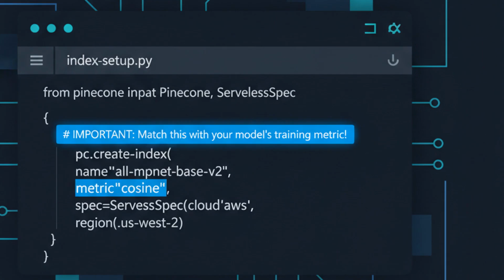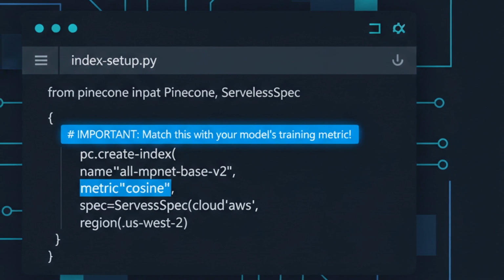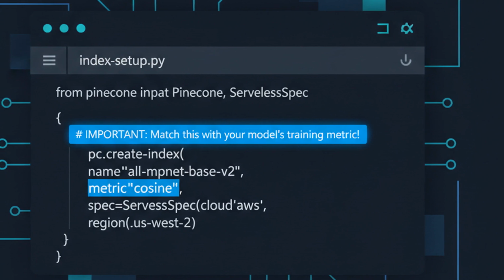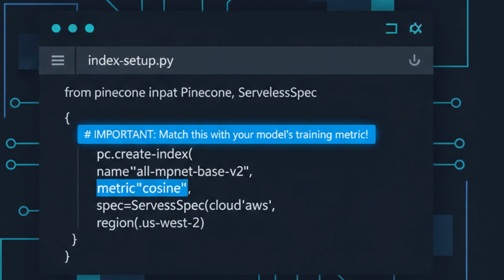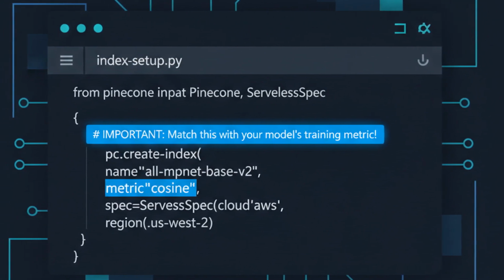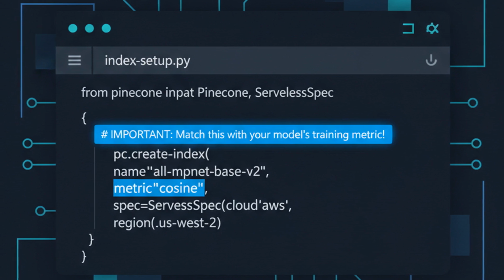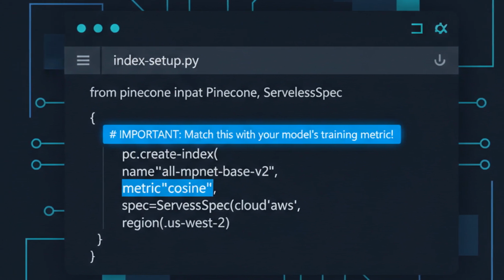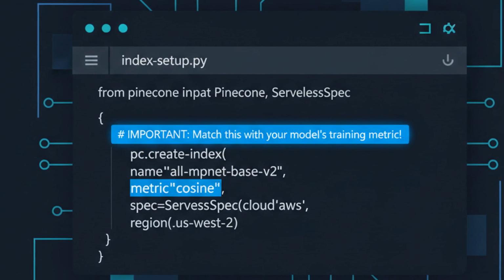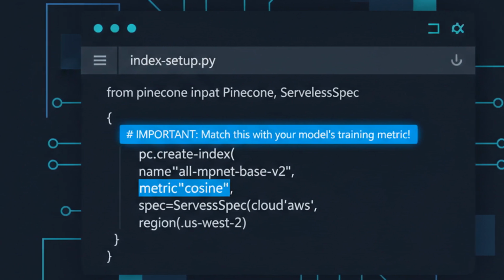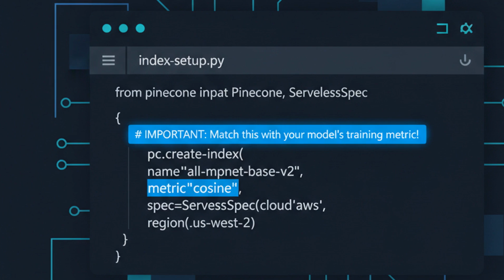When you set up a real vector database, the metric is a configuration choice you make up front. In Pinecone, you pass metric equals cosine, dot product, or Euclidean when creating an index. In pgvector, you pick an operator class. Choosing the wrong one or mixing normalized and unnormalized vectors is one of the most common reasons search results feel off. Always match your metric to how your embedding model was trained.